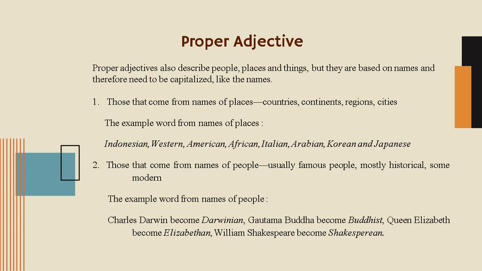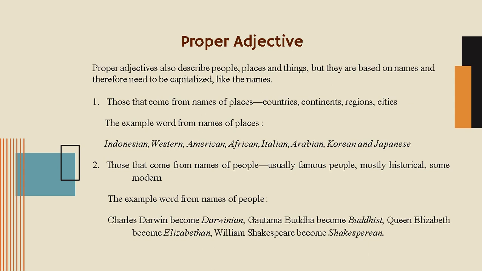And then the second is proper adjective. Proper adjectives also describe people, places, and things, but they are based on names and therefore need to be capitalized. The first are those that come from names of places, like countries, continents, regions, and cities. The example words from names of places are Indonesian, Western, American, African, Italian, Arabian, Korean, and Japanese.